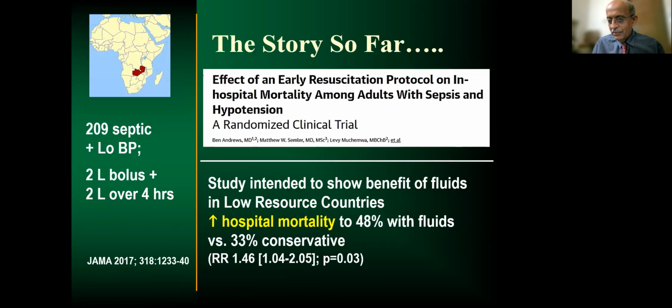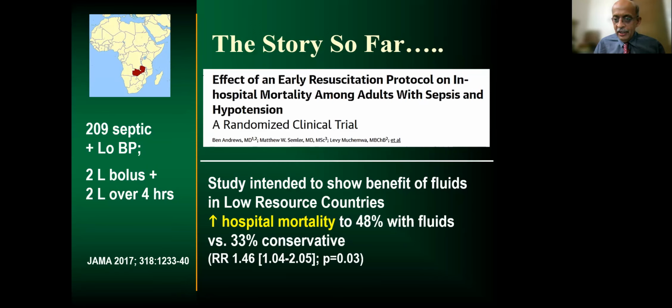And further, this background is supported by a large randomized controlled trial out of Africa, where patients with sepsis were given 2-liter fluid boluses very rapidly, and then 2 liters over 4 hours as a continuous infusion in the short term. And what they saw, instead of an improvement in hospital mortality, was a dramatic increase from 33% to 48% with the rapid administration of fluids. All of this seems to imply that we need to be very careful about large volume fluid resuscitation, especially at a rapid rate.